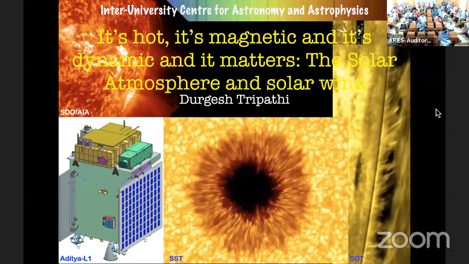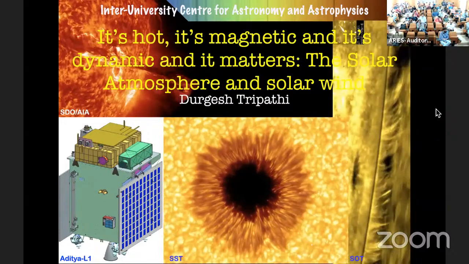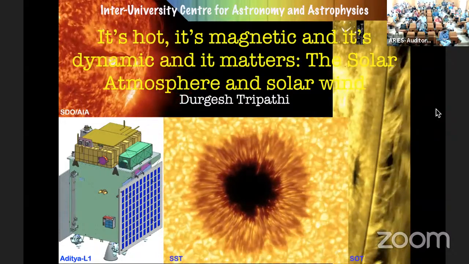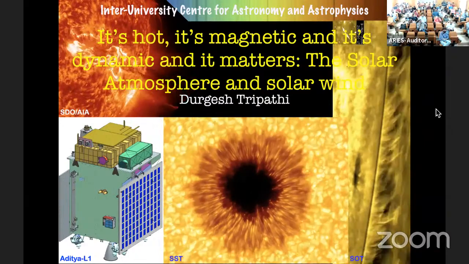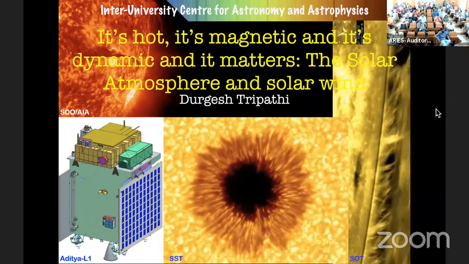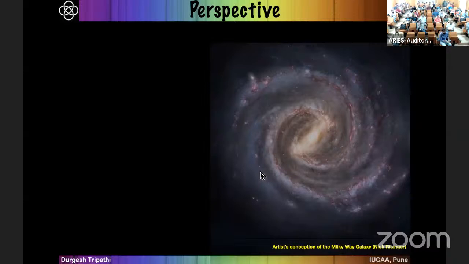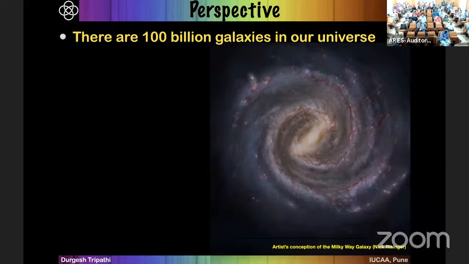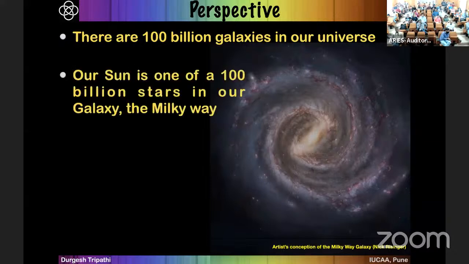Right, so with that, let me go forward, and this doesn't like to move. Okay, to put you in perspective, there are about 100 billion galaxies in our universe, so probably it was just going very fast, you have all been introduced to this. And our sun is just one of 100 billion stars in our galaxy. That is the Milky Way.